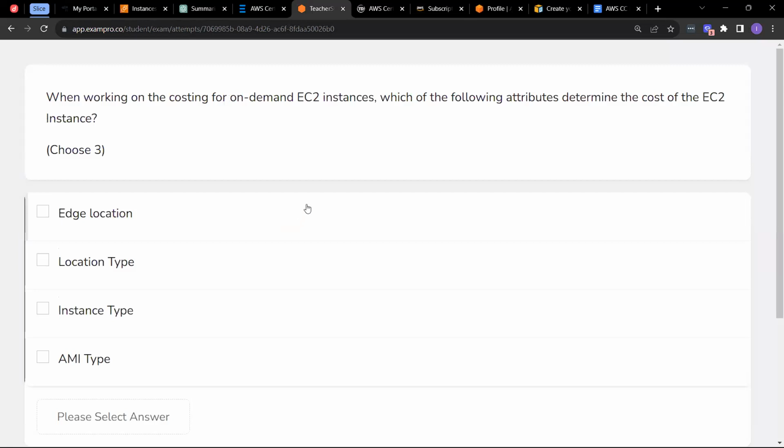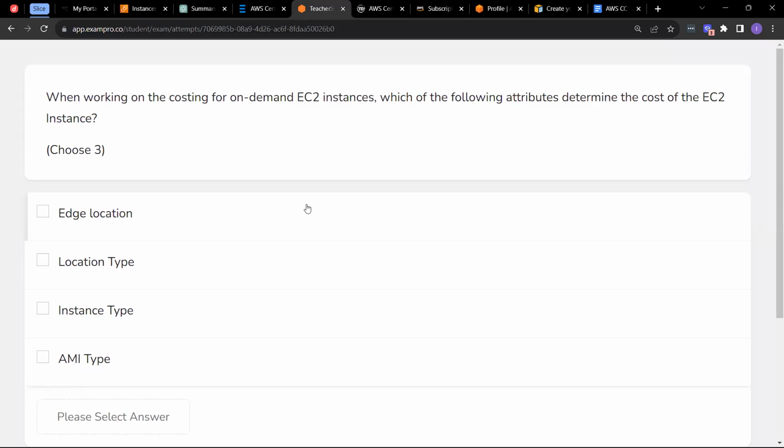When working on the costing for on-demand EC2 instances, which of the following attributes determine the cost of the EC2 instance? I'll read it again. When working on the costing for on-demand EC2 instances, which of the following attributes determine the cost of the EC2 instance? So we are selecting 3.